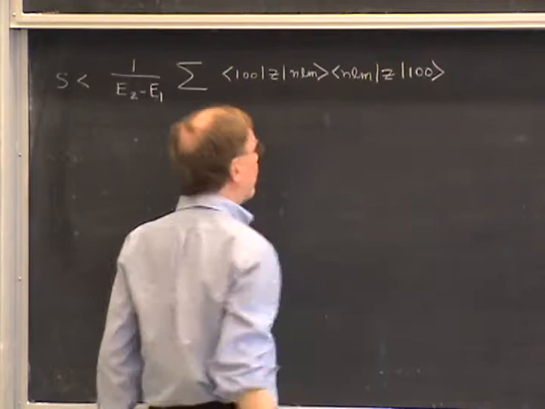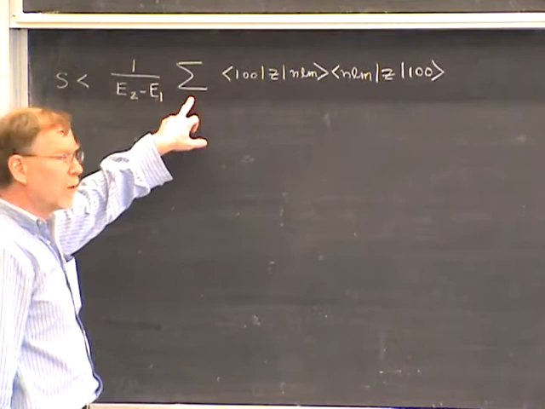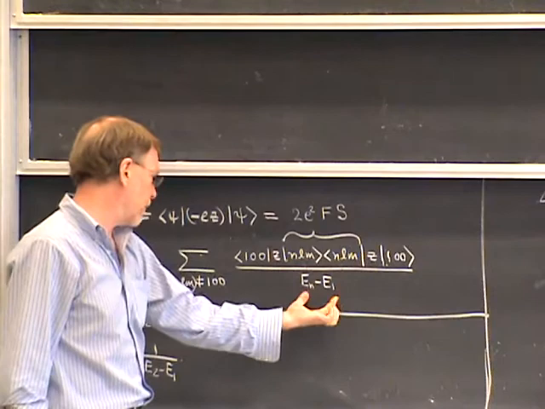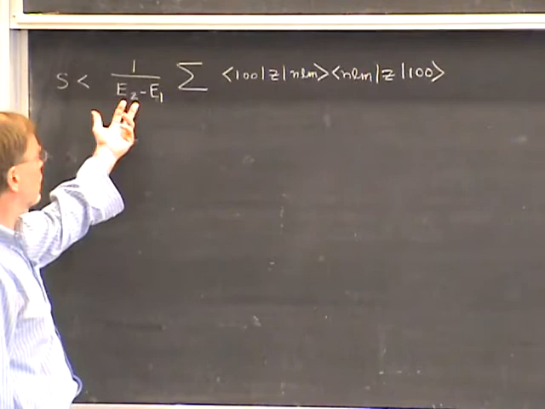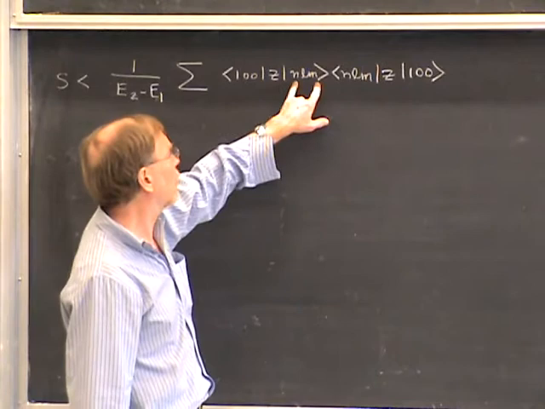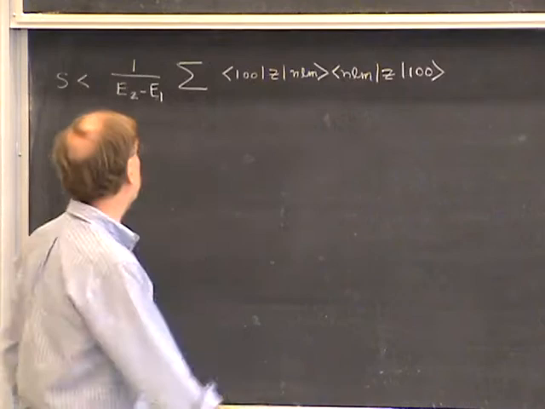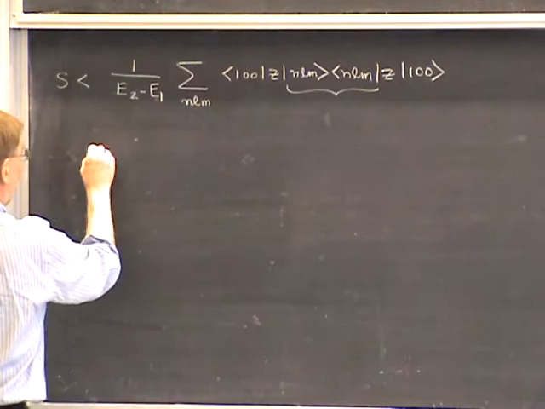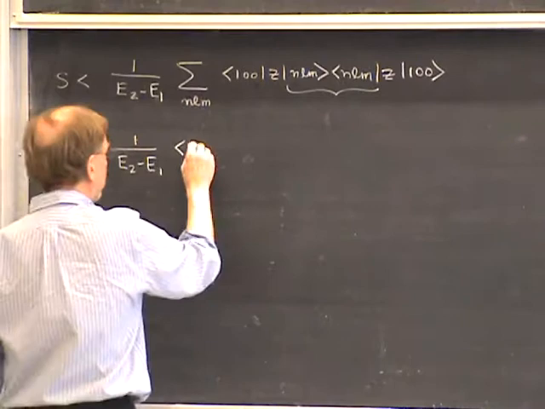Now in this sum, we excluded the case that NLM equals 1. We exclude the ground state from the sum. That's because we had to back here, because otherwise you'd have a divergent denominator, the zero denominator. However, once I've pulled out this constant denominator, then what's left over doesn't have any problems with that. But we can actually now include the 1, 0, 0 term, because that term is 0 anyway. It vanishes by parity. So in other words, we can now take this sum over all values of NLM. And if we do this, including the integral over the continuum, then what you have here is a nice resolution of the identity. And the whole thing becomes 1 over E2 minus E1 times the matrix element 1, 0, 0 sandwiched around the operator z squared, because there's a z here and a z there.